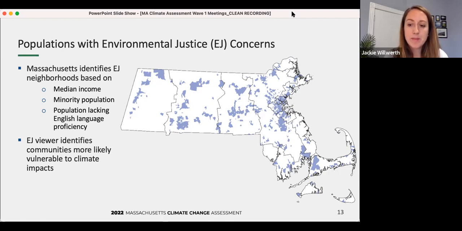For example, it may be more difficult for a household with lower income to install and run air conditioners or other cooling systems during a heat wave. Or communities with limited English language proficiency may not have access to the same resources to recover following an extreme event. And so in our framework, as we're identifying the most urgent risks of climate change, we are considering the disproportionality of those impacts in terms of who is most affected by each of these changes.